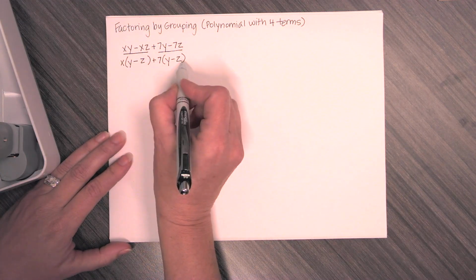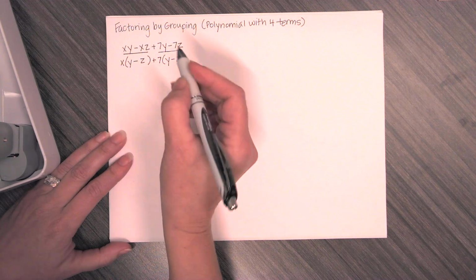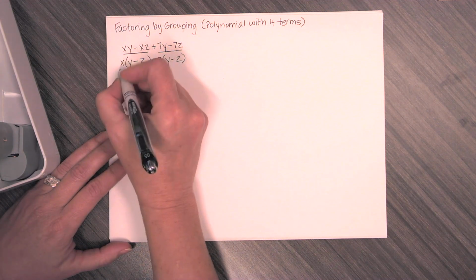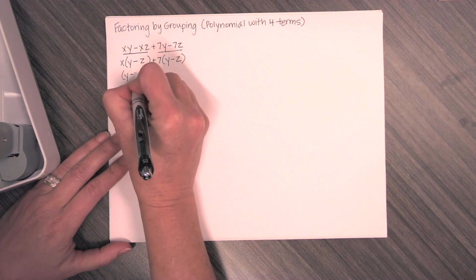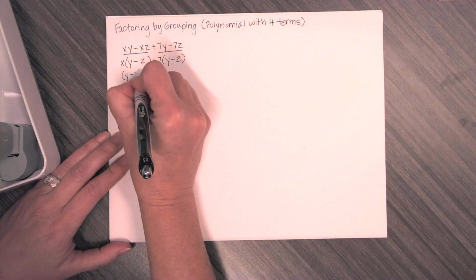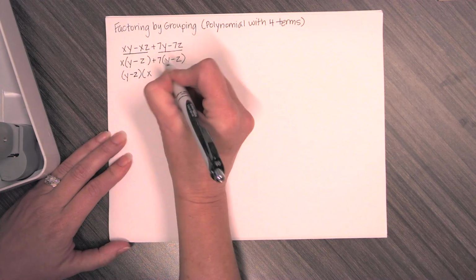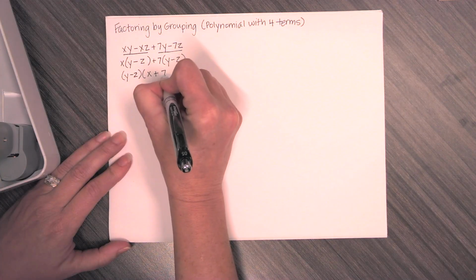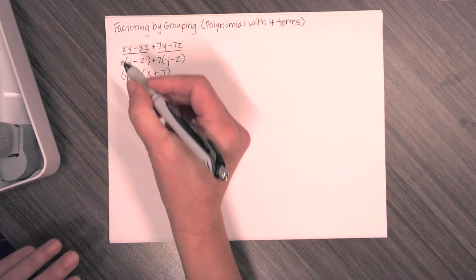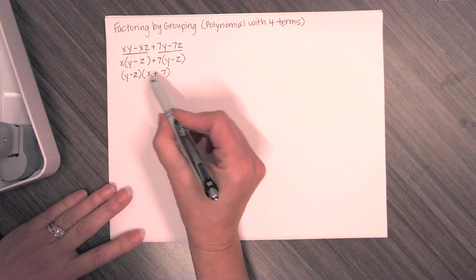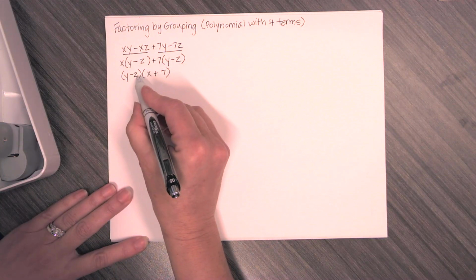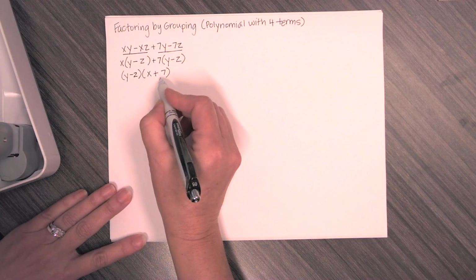Now that you're here, you're looking at this group and this group and saying, what do these have in common? A greatest common factor. And they have a binomial greatest common factor of y minus z in common. So I can factor out a y minus z from this first group, that's going to leave an x, and from this second group, that's going to leave a plus 7. And so this is my final factored answer, y minus z times x plus 7.